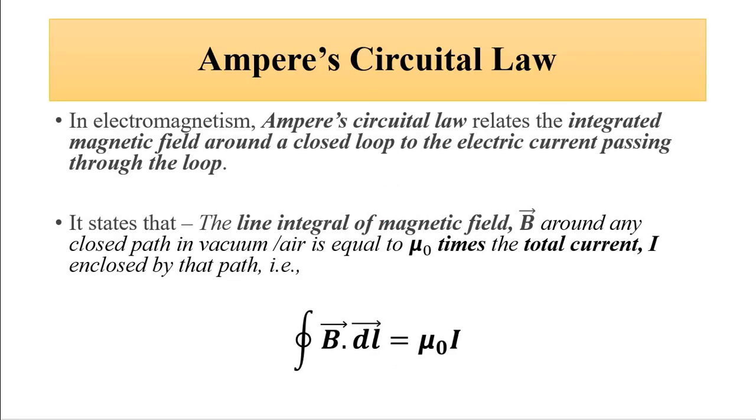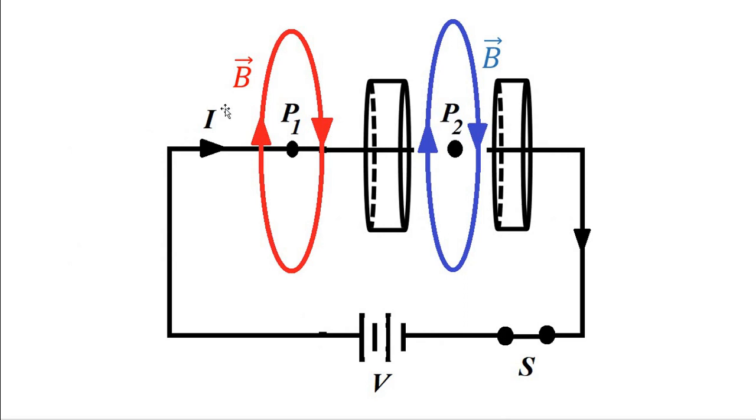So where did the confusion start? Let us consider this circuit, where we have a parallel plate capacitor connected to a voltage source and a switch. We have this parallel plate capacitor consisting of two plates, and when the switch S is closed, a current I flows from the voltage source and the capacitor starts charging.